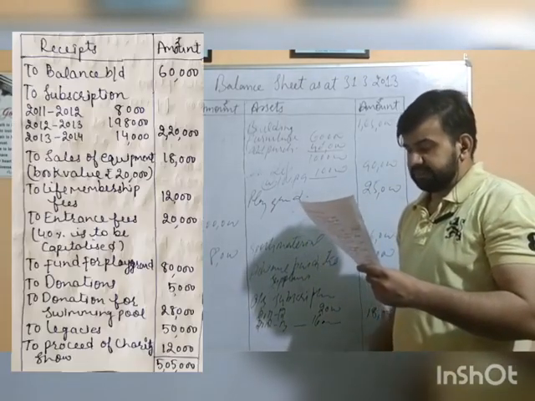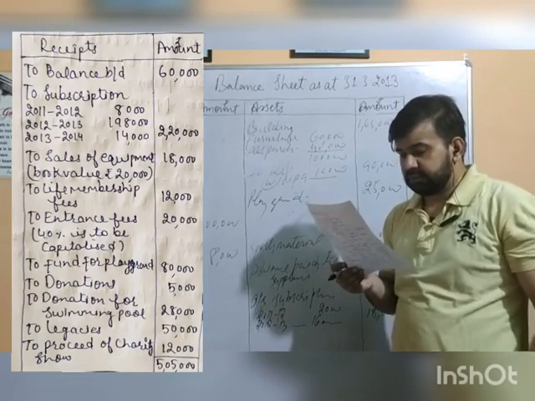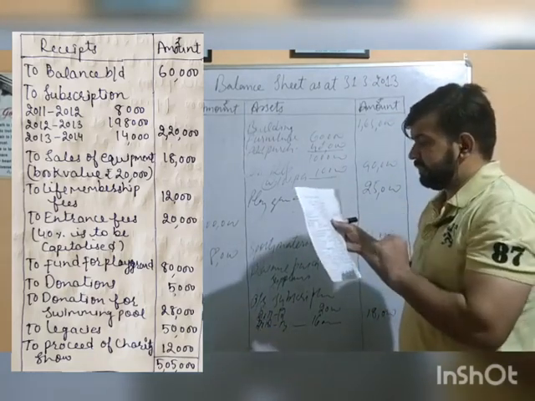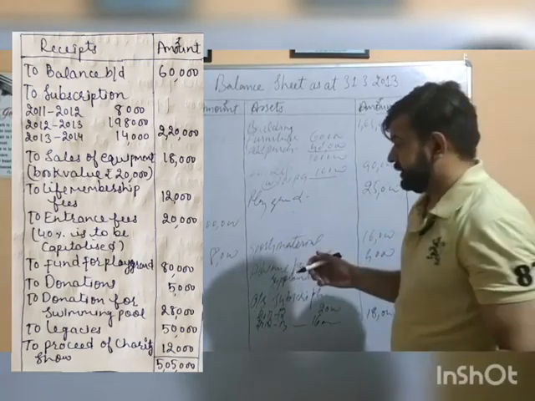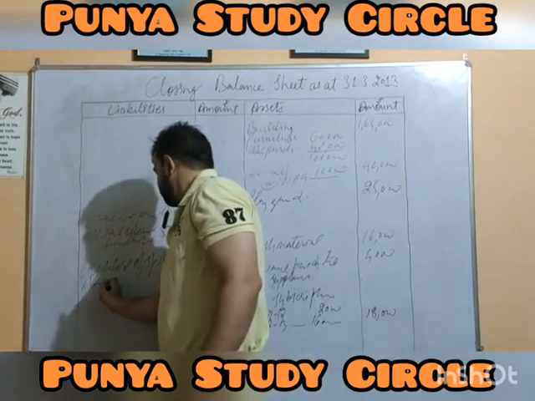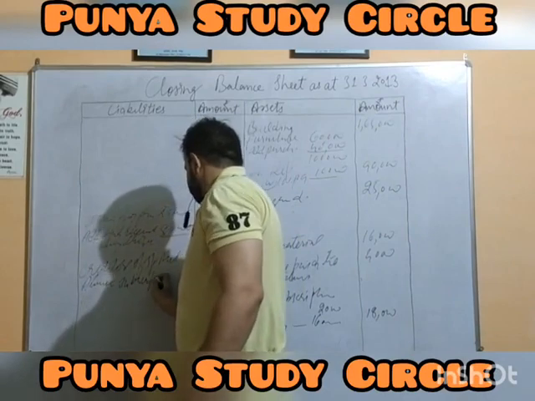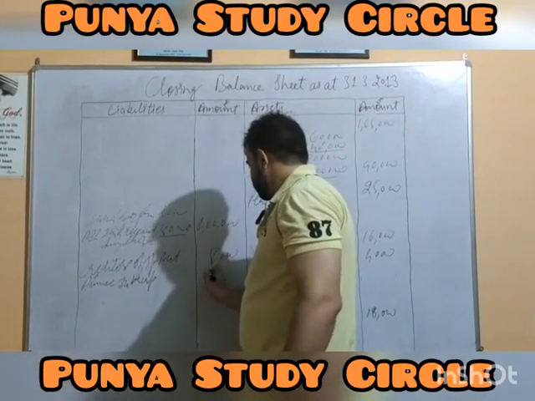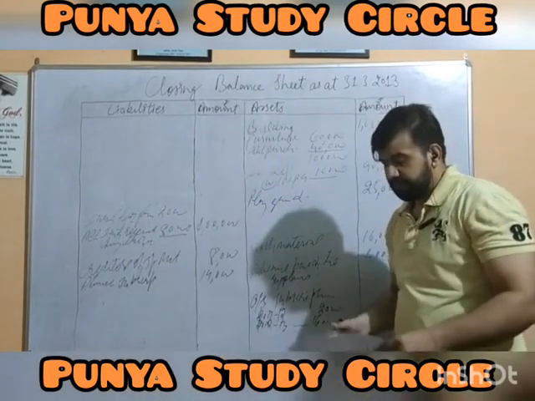Then advance subscription at the end of current year we have already mentioned. No, we have not mentioned so far. Advance subscription is given in the receipt and payment account for 2013 and 14 rupees 14,000. It is to be considered as liability. Advance subscription, it is very difficult to write in this manner. Advance subscription rupees 14,000. I hope you can understand all these figures in words.